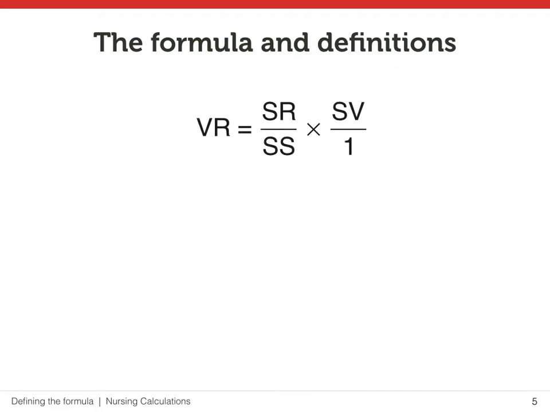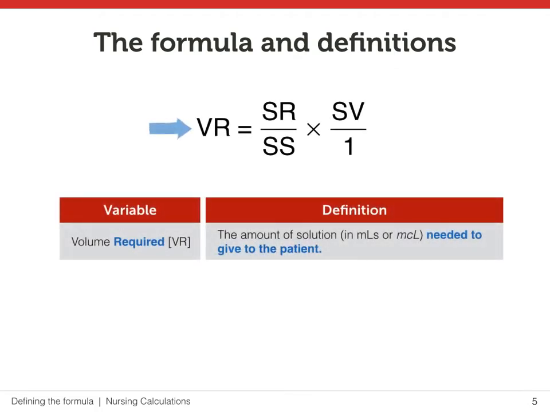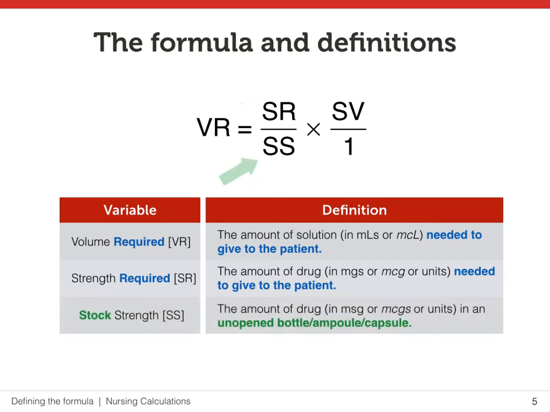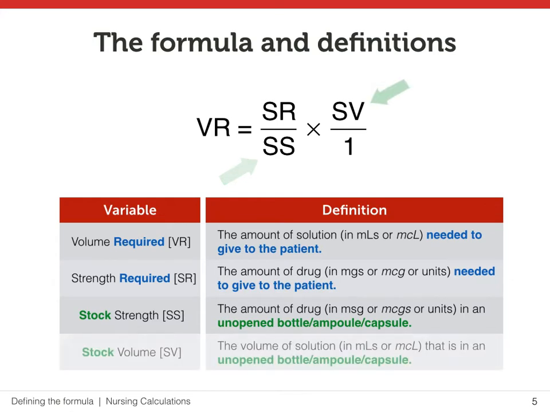So, with this formula, you are seeking the volume required. You want to know how much of the medication solution you should give to the patient. This depends on the strength required, which is how many milligrams or micrograms of the drug the patient must be given. The stock strength is how many milligrams or micrograms of the drug there are in the original bottle, or ampule, or capsule. And finally, the stock volume tells us how much liquid is in the original bottle, or ampule, or capsule.